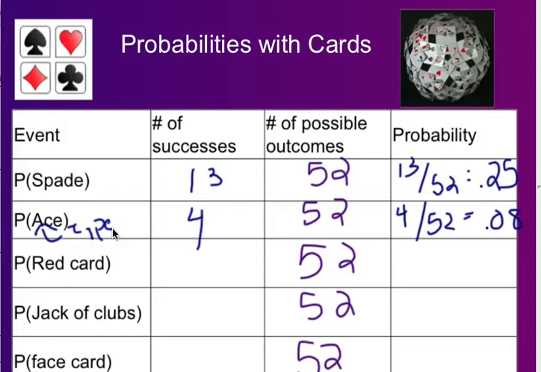Next, the probability of getting a red card. Well, you remember that a red card is half the deck. So 26 red cards out of the 52. Well, when you divide those out, you end up getting the 0.5.